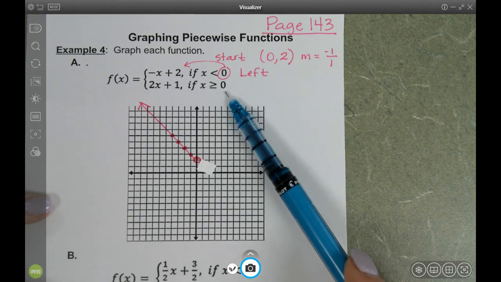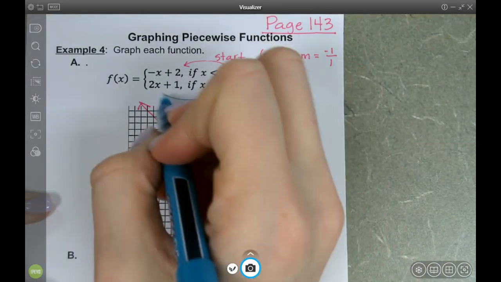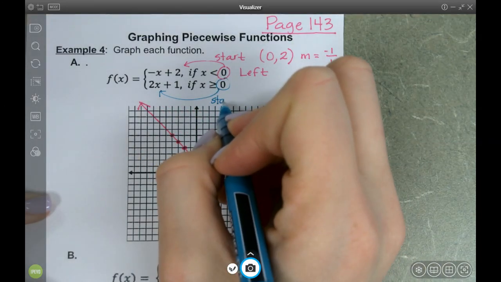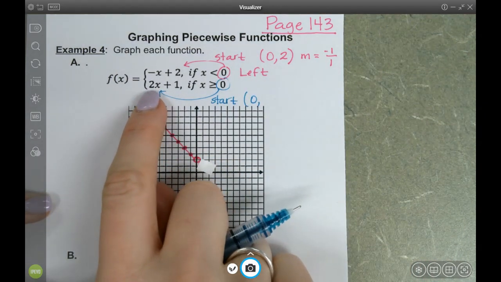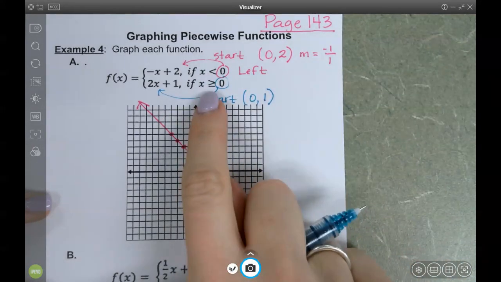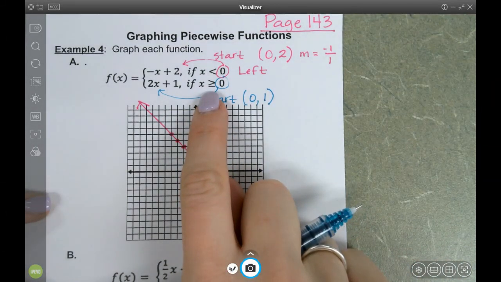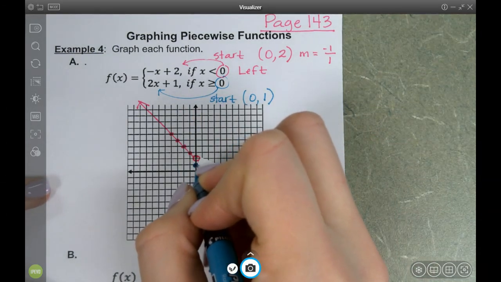I'm going to do the same thing to start this next piece. So I'm going to take 0 and plug it in to get my starting point. 2 times 0 is 0 plus 1 is 1. Is this going to be an open or a closed circle? Closed. So start at the point 0, 1 with a closed circle.